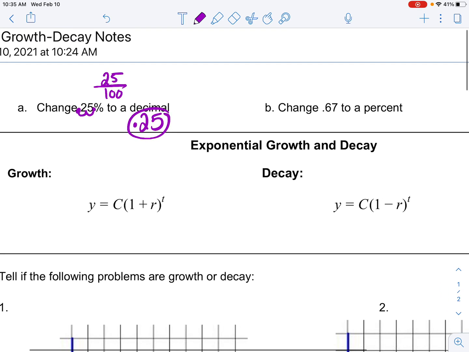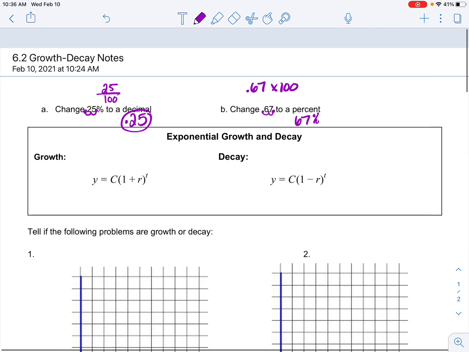The same goes for going the opposite direction. Changing 0.67 to a percent is like taking 0.67 and multiplying it by 100. And when we multiply by 100, we're essentially taking that decimal place and moving it to the right 2 places to get 67%. Okay, so we're going to talk about exponential growth and decay.